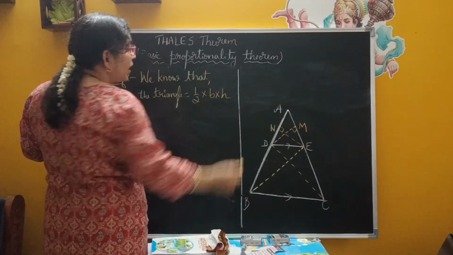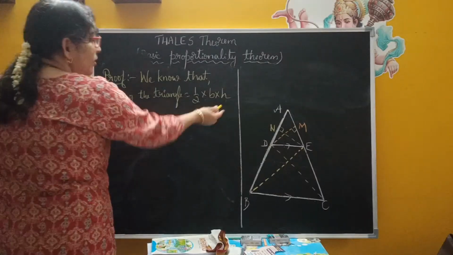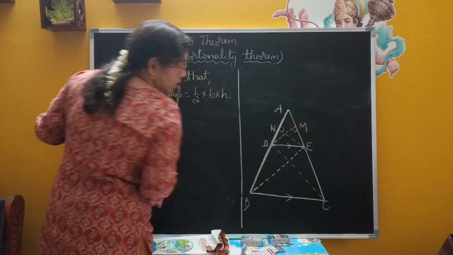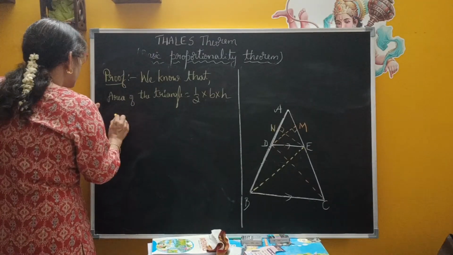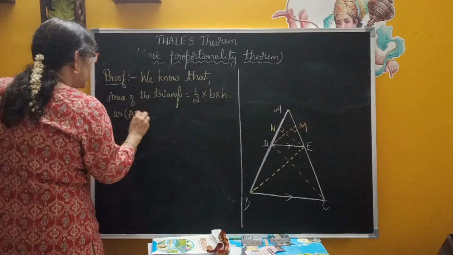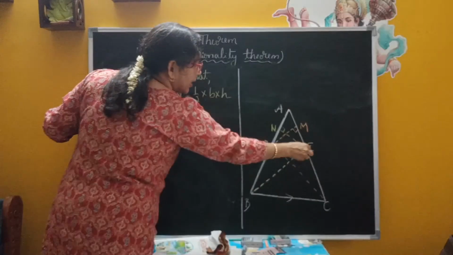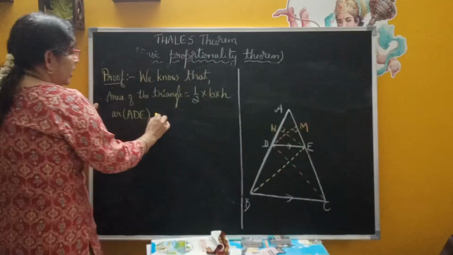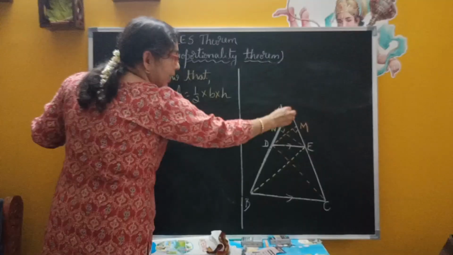Half into base into height. Okay, now let us take one by one. Let me take the triangle ADE, first triangle. Now, area of triangle ADE. I have written ADE, I am taking AD as the base. Okay, AD as the base.